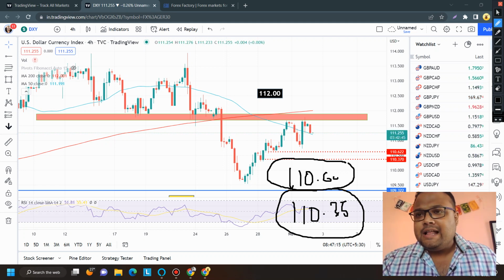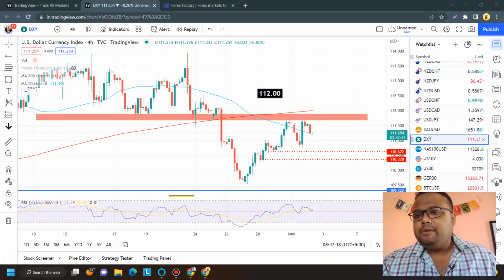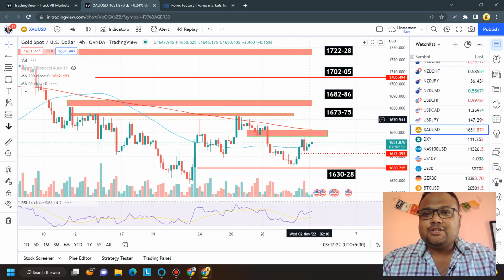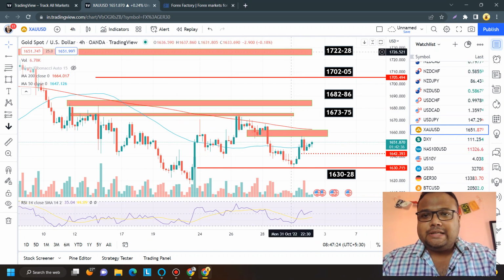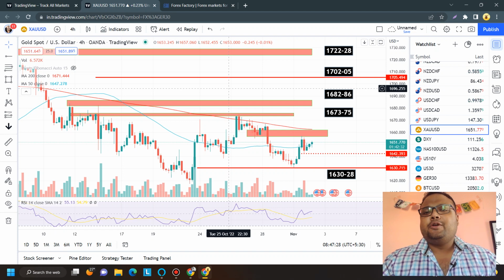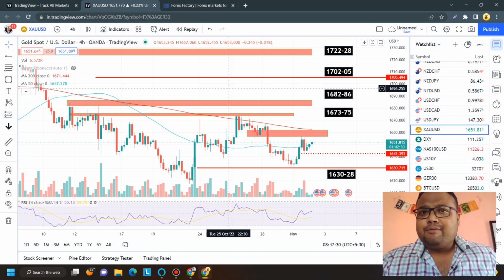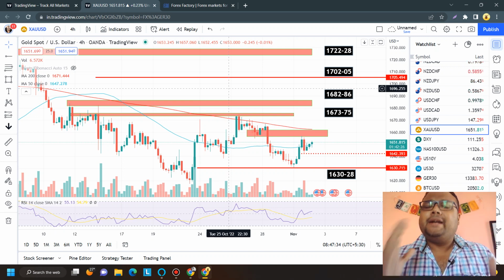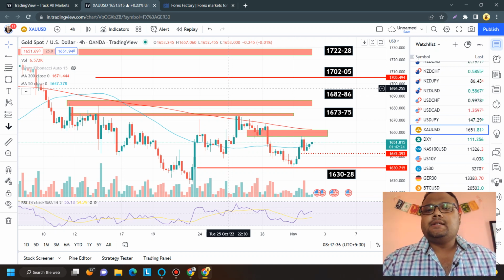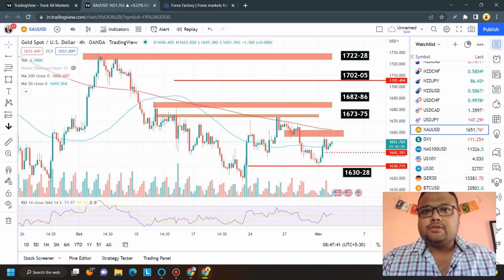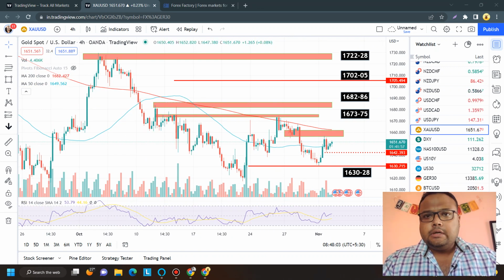Okay, so now let's head towards gold. Now let's look at the chart of gold. So these are the important levels, and if you have watched my previous videos, then you know very well that the levels have not changed at all. And yes, our prediction on gold worked perfectly yesterday. We saw a good amount of correction yesterday as well from the levels we discussed previously.